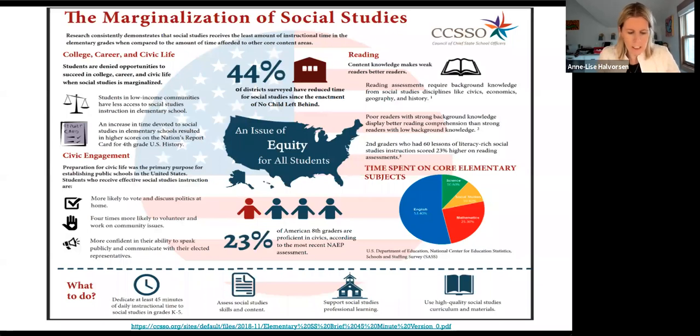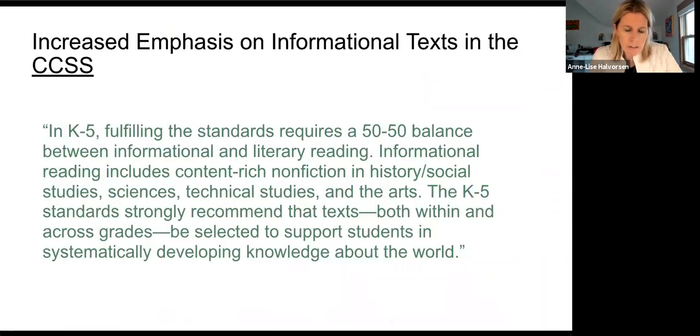And the next slide is another reinforcement of the importance of informational text. In grades K through 5, fulfilling the standards requires this 50-50 balance of informational and literary reading. Informational texts are where students are going to be learning about ideas and concepts and processes in civics education, and so we need those texts. That's another piece of evidence that we need children reading these texts.